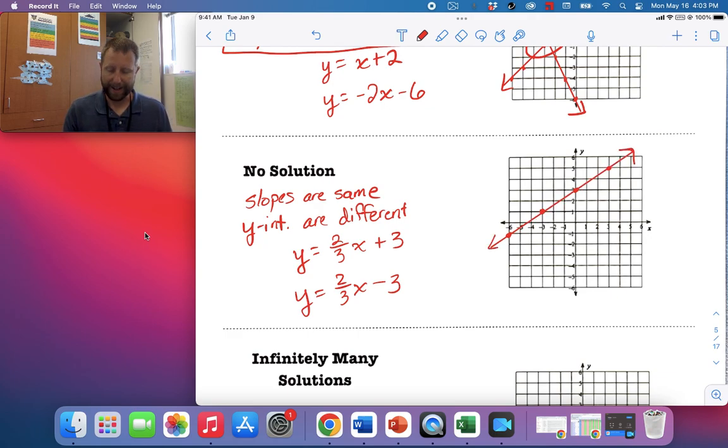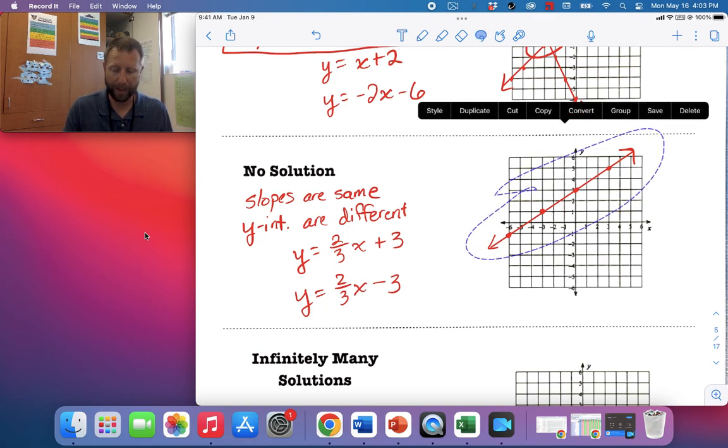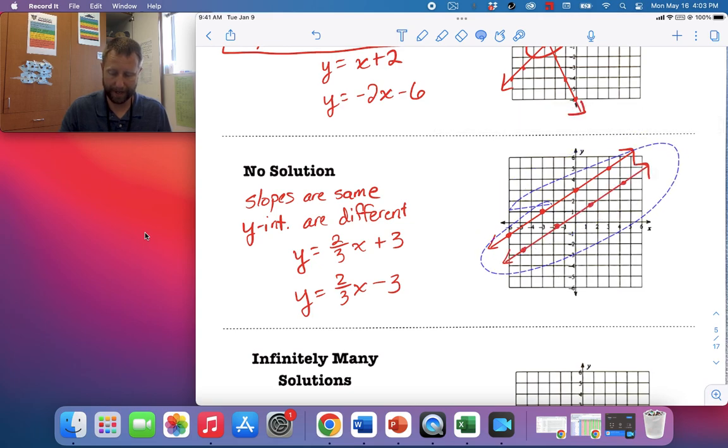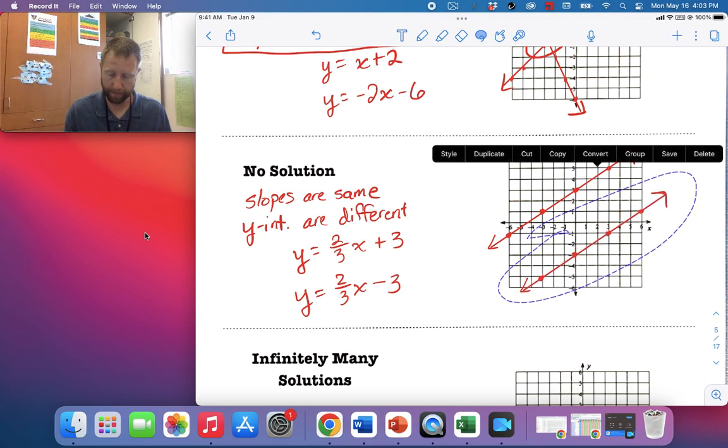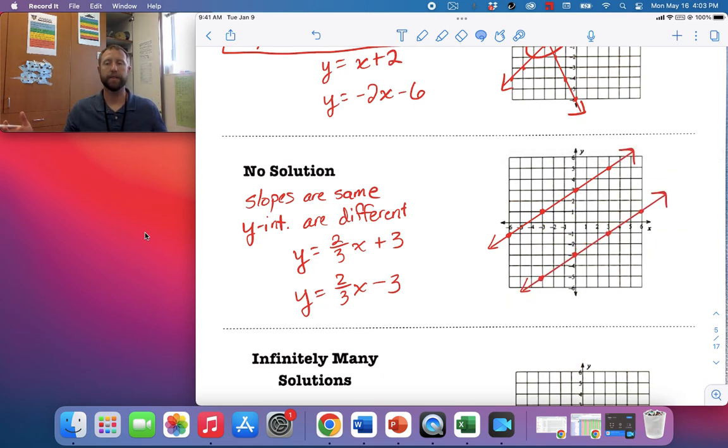This other line is the same slope. It just starts at a different point. So I'm going to cheat here a little bit, and I'm just going to start it right there. There it is. It starts at negative 3, but it's going up by the same amount. They'll never intersect. They're parallel. So that's the key part there.